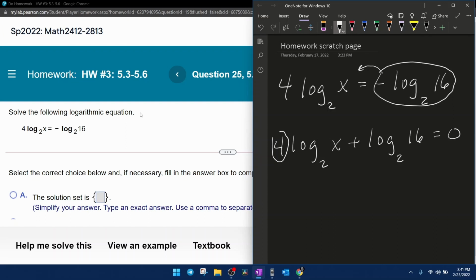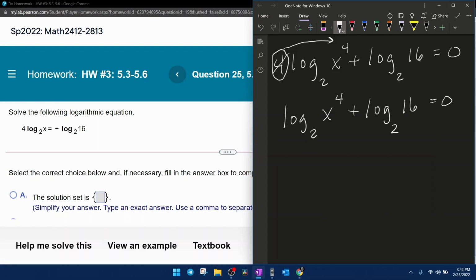And if you'll remember, if there's a coefficient, you have to deal with it first. Using the power rule, the coefficient can become the exponent. So the next step we arrive at is log base 2 of x to the fourth plus log base 2 of 16 equals 0.